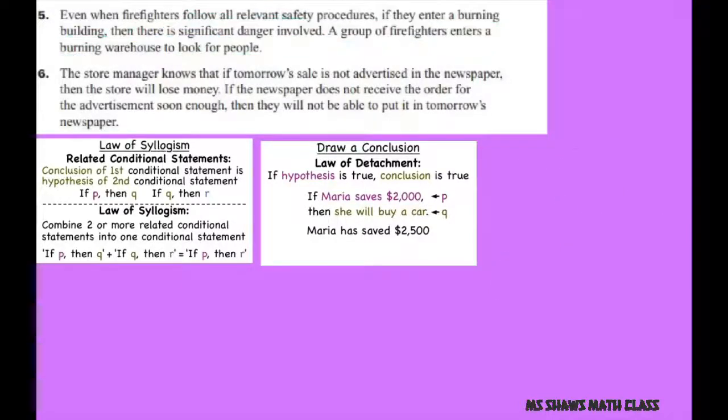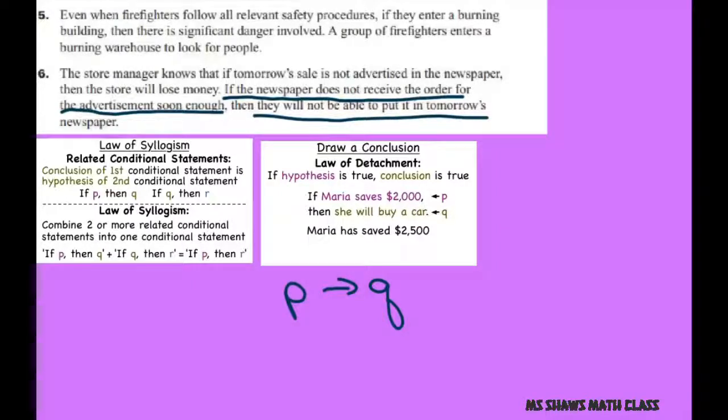And finally, for the last one, the store manager knows that if tomorrow's sale is not advertised in the newspaper, then the store will lose money. All right. If P, then Q. If the newspaper does not receive the order for the advertisement soon enough, then they will not be able to put it in tomorrow's newspaper. So, basically on this one, you're going to write the syllogism. If the newspaper does not receive the order for the advertisement soon enough, so that's Q, then they will not be able to put it in tomorrow's paper. So then our final statement would be if P, then R.